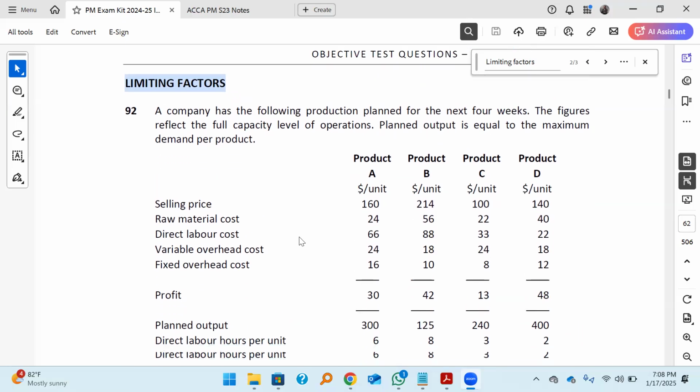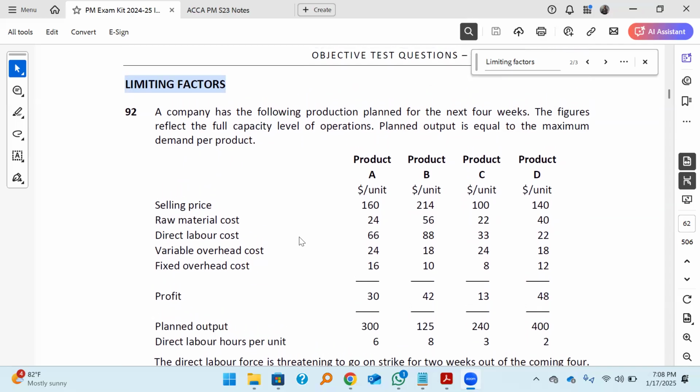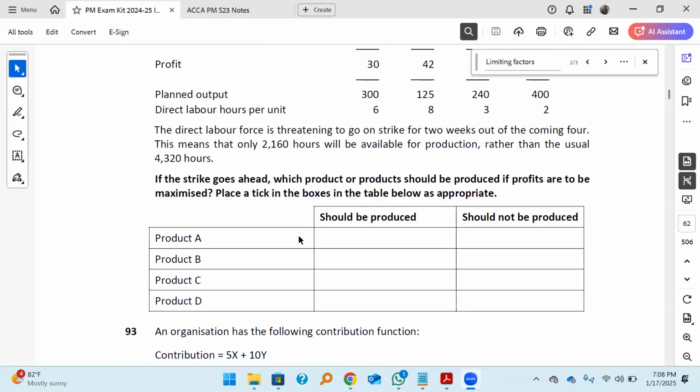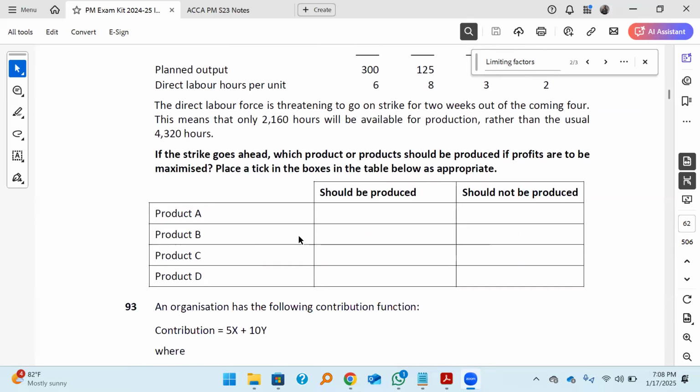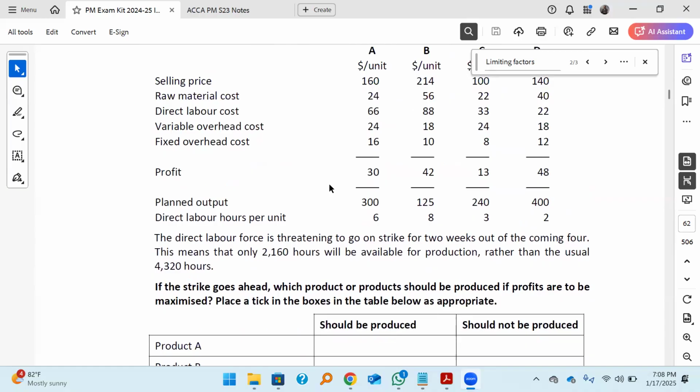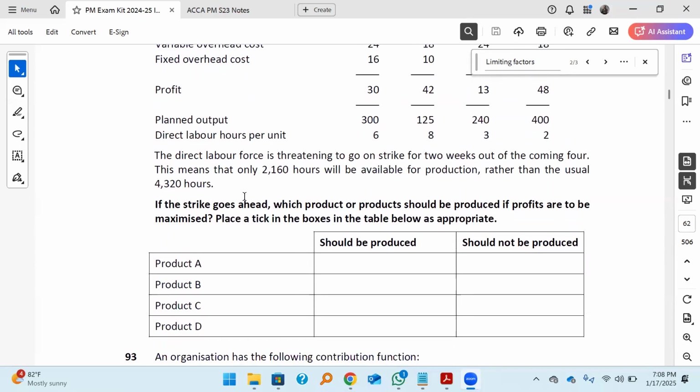And the first question we are looking at is from section A. So, as we said, we first go to the section where we have the requirements so that we see what they are asking us to do. You see that they are saying that if the strike goes ahead, which product or products should be produced if profits are to be maximized? And they're saying tick the boxes to show which ones we can actually produce.